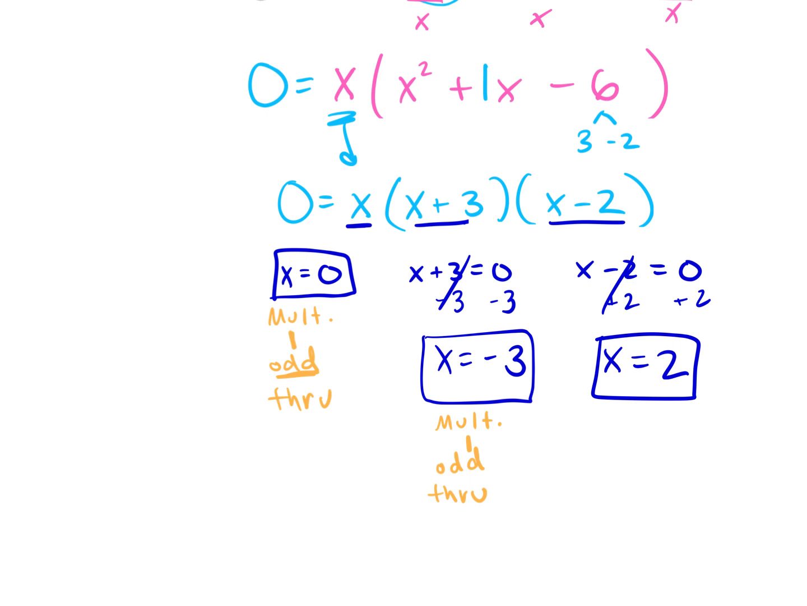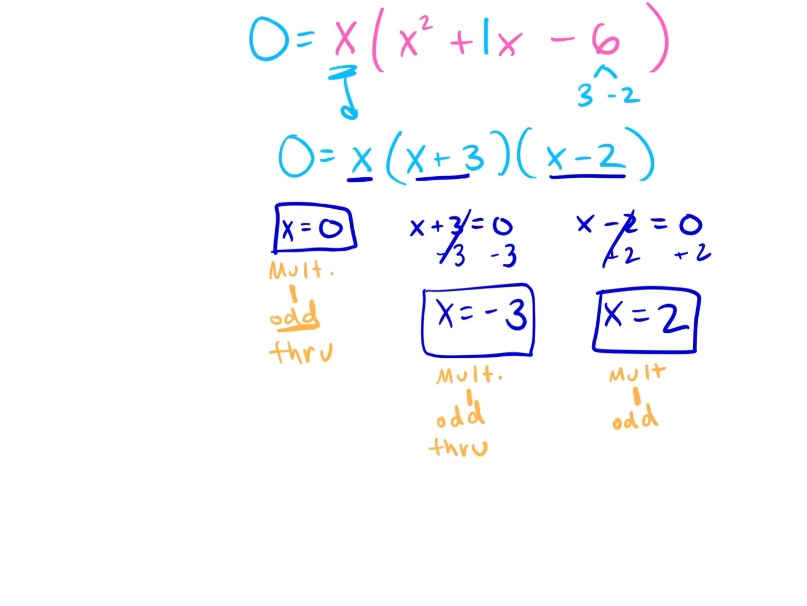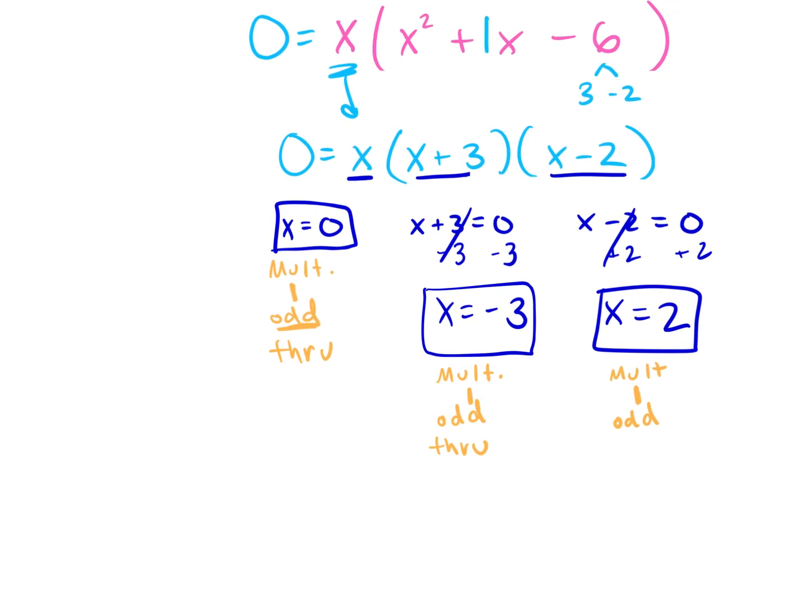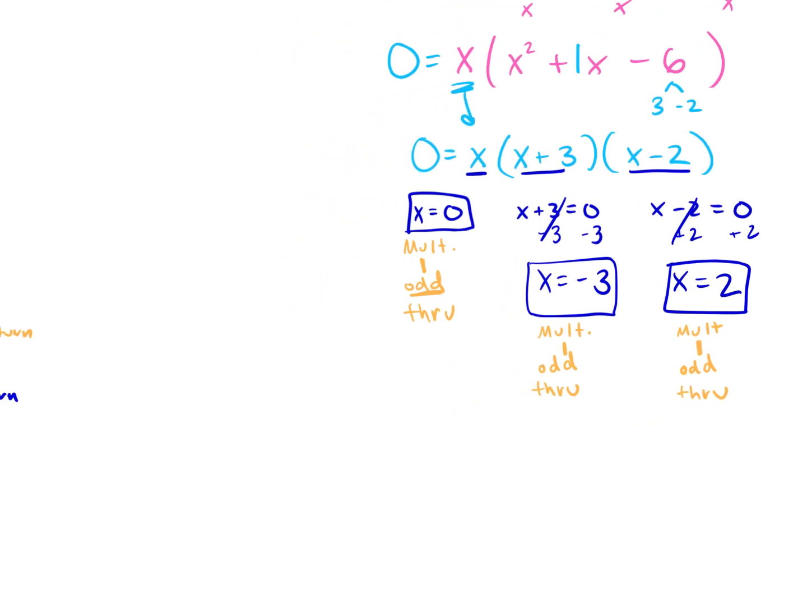And then lastly, let's look at 2. How many 2's do I have? 1. So my multiplicity is 1, because I only have 1, 2. Is 1 even or odd? Odd. So be careful. Even though the number is even, we're talking about how many of them we have. I have 1 of them, so 1 is an odd number. If my multiplicity is odd, do I touch and turn or go through? Go through. So let's graph.